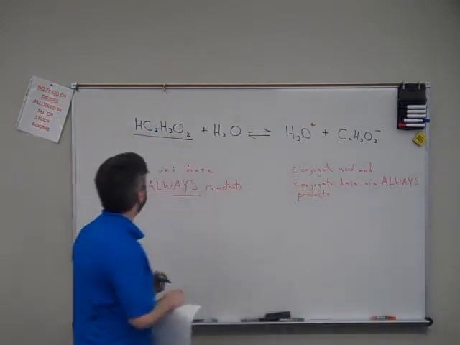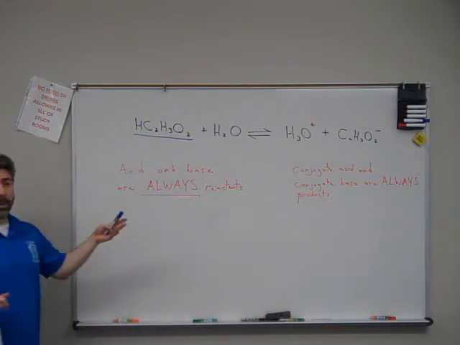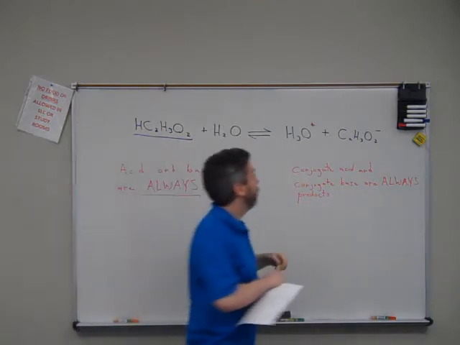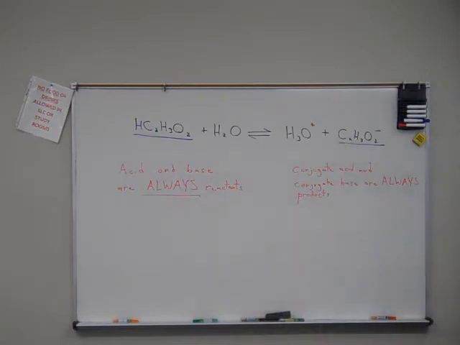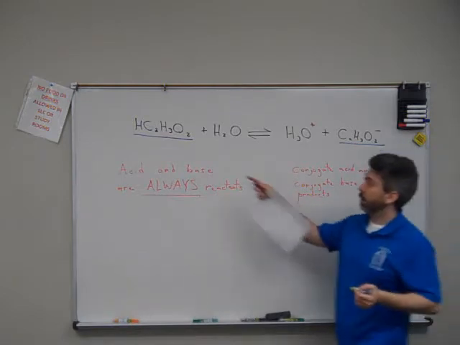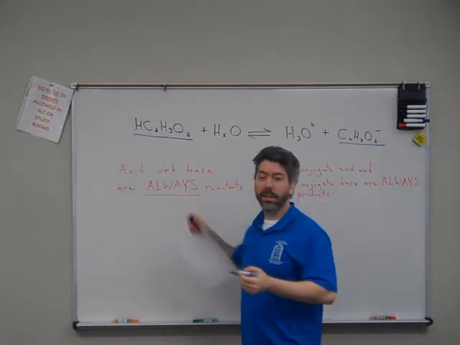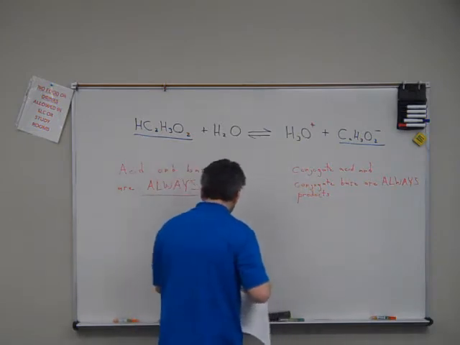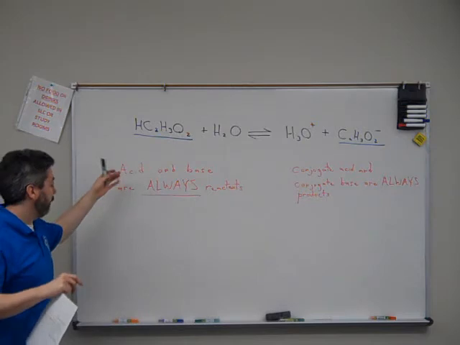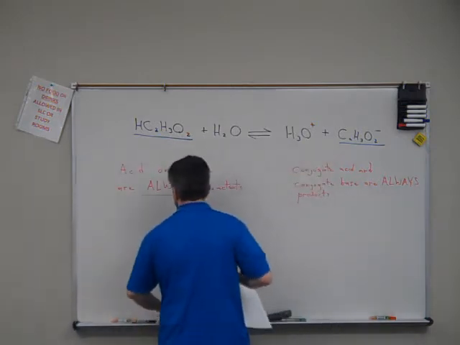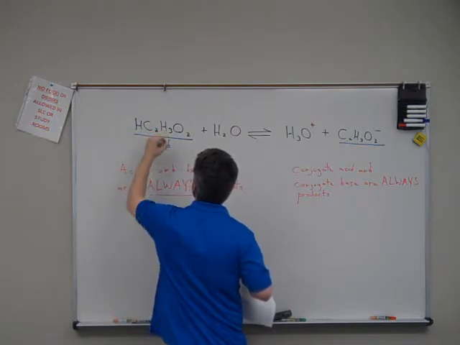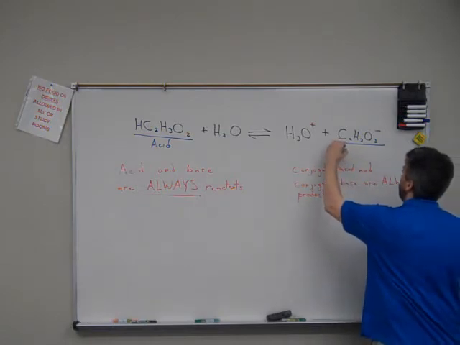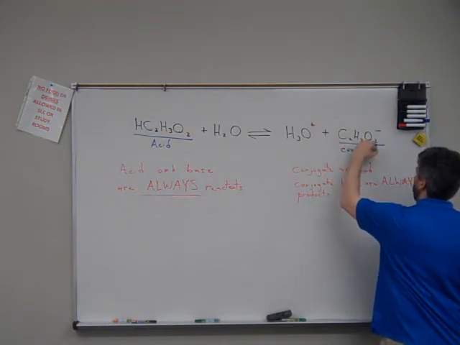So if I see HC2H3O2, what substance on the product side is most similar to it? This one, right? So which one of these has more hydrogen? This one, right? So this is your acid. When you compare the product and the reactant, the one with more hydrogen is the acid. And because it's on the reactant side, it is the acid, not the conjugate acid. So I will label this my acid. And this, therefore, becomes my conjugate base. It's the base, but because it's on the product side, it's the conjugate base.